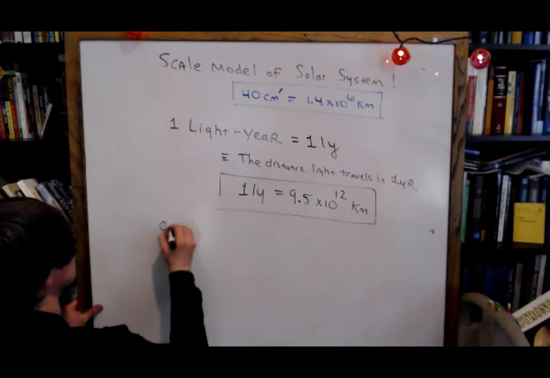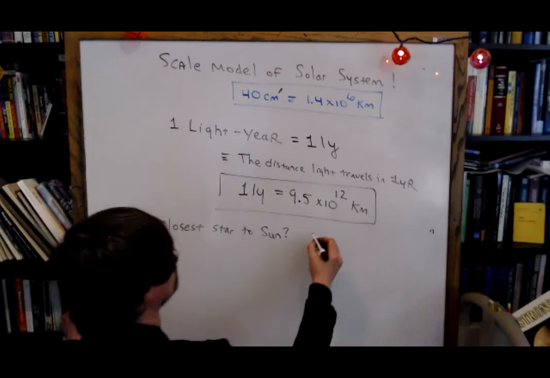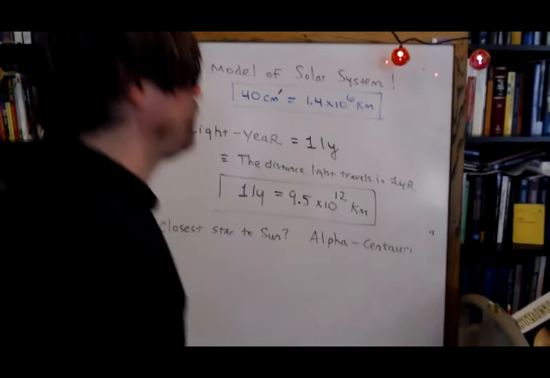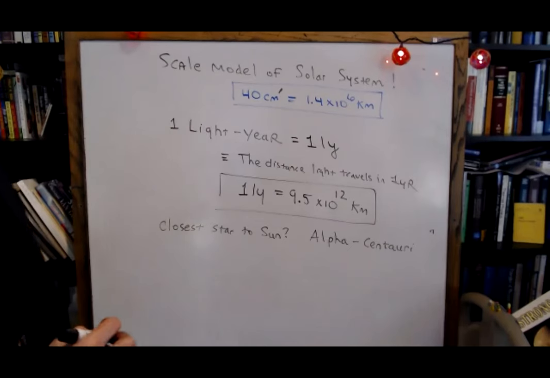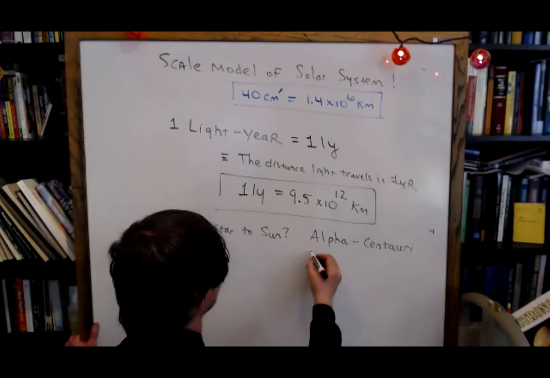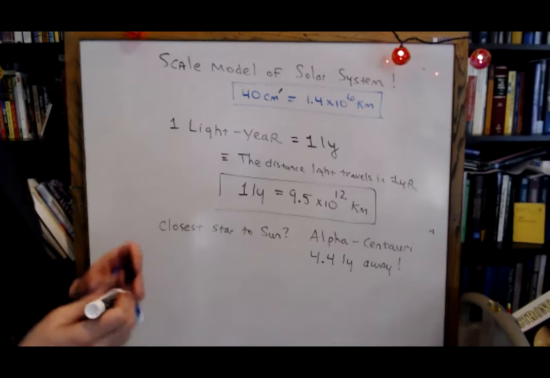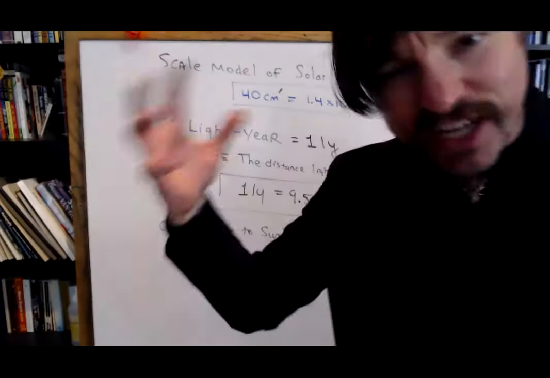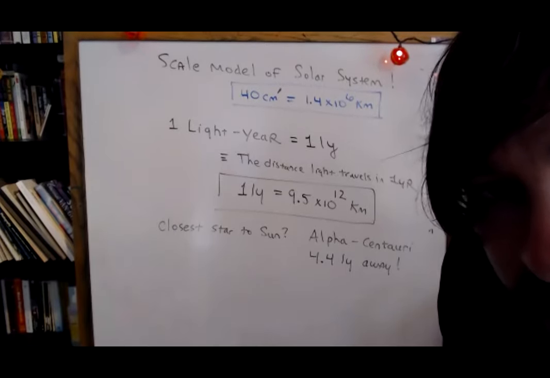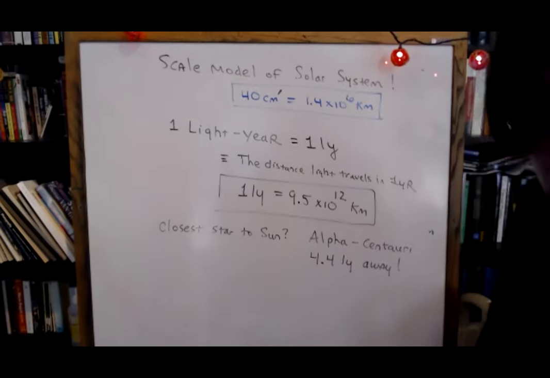Alpha Centauri, the closest star to the sun, is known as Alpha Centauri because it's located in the constellation Centaurus. And Alpha Centauri is 4.4 light years away. Now, to wrap it all up, my final point, which is supposed to be a crescendo for this lecture, is the following question. How far do the little kids with their paper mache sun need to go to get to Alpha Centauri? 4.4 light years away.